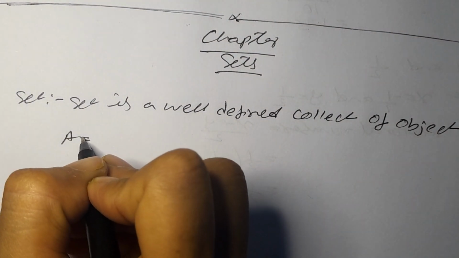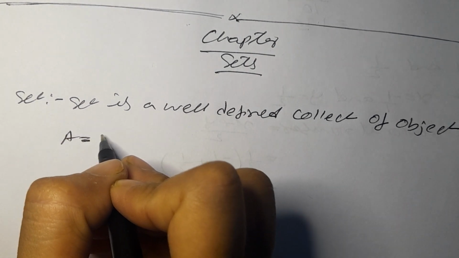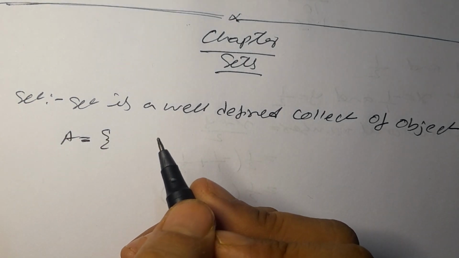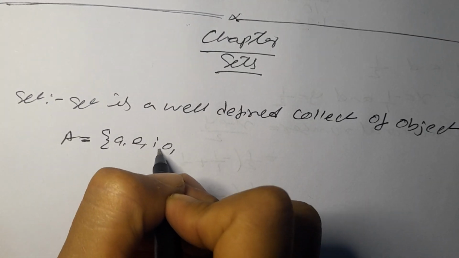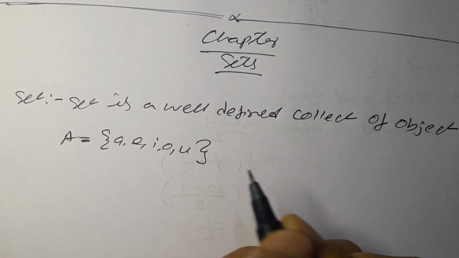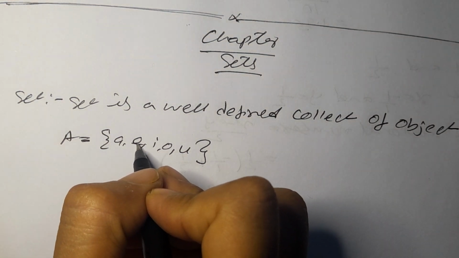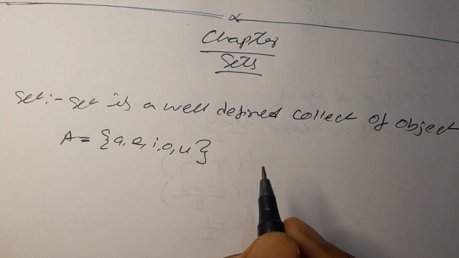A set is always represented with a capital letter, and all the elements I keep inside the brackets, that is the curly bracket. Let's take the example of a set of vowels, that is A, E, I, O, U. These are the vowels of the English alphabet. So we represent this as a set. Why is it a set? Because we can collect the elements.